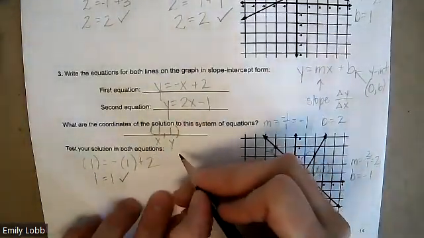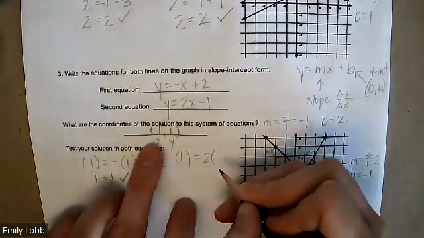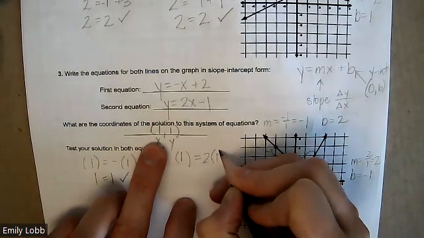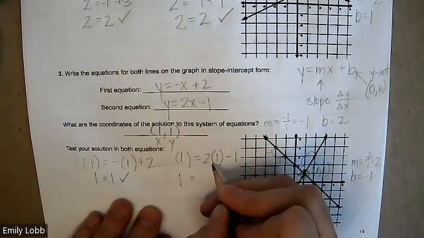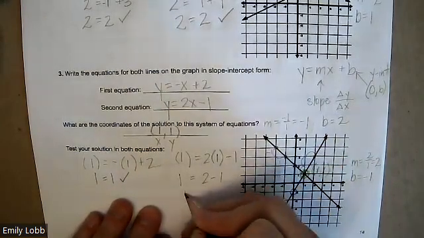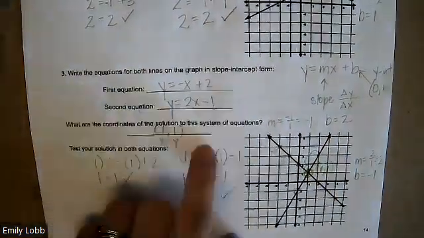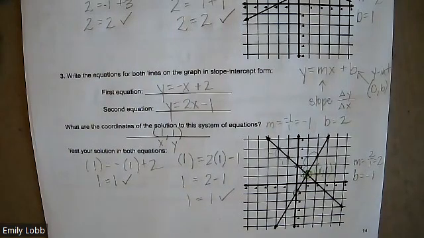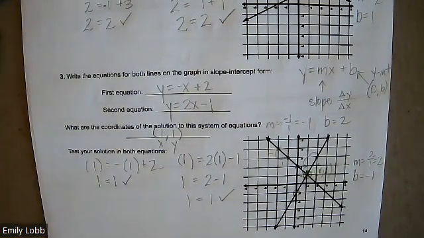Here, y is 1 is equal to 2 times x, and x is 1 minus 1. So 1 is equal to 2 minus 1. Well, 1 does equal 1 once again. So you do need to show your work testing the solutions to prove that that is your solution. All right? Any questions on 14? All right, we're cruising right along then.